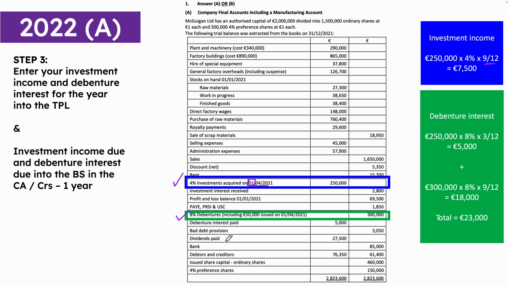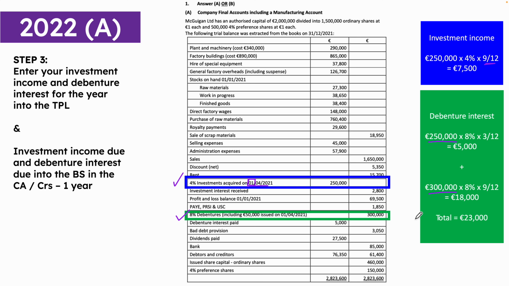The 8% debentures then, including 50,000 issued on the 1st of the 4th, 300,000. So for the first 3 months of the year, they just had 250,000 worth of debentures. And then the last 9 months of the year, they had 300,000 worth of debentures. Okay, so 250 by 8% by 3 over 12 is €5,000, whereas 300,000 by 8% by 9 over 12 is €18,000. So that is a total of €23,000 altogether that they are due to pay for that current year.